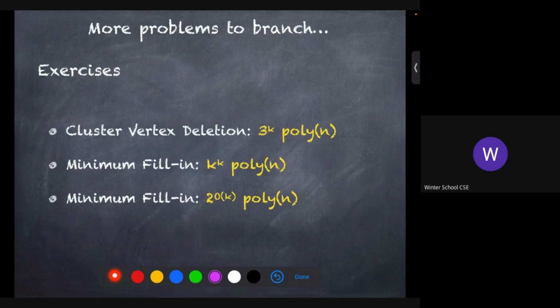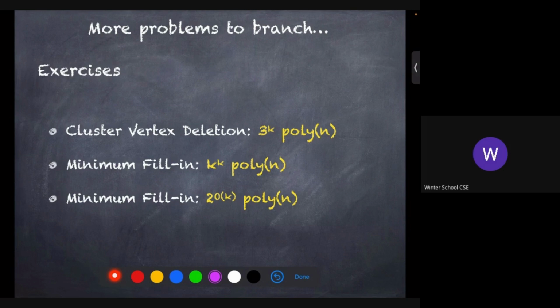Since this is a school, please write down some exercises. For people who like to branch, one problem is cluster vertex deletion. What is a cluster graph? A cluster graph is a union of cliques. So the question is, can I remove at most k vertices such that only cliques remain? Can you give a 3 to the k algorithm for this?